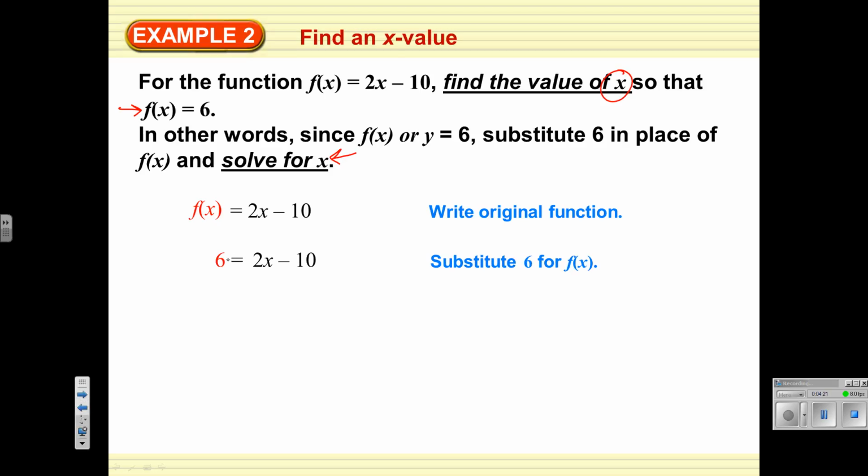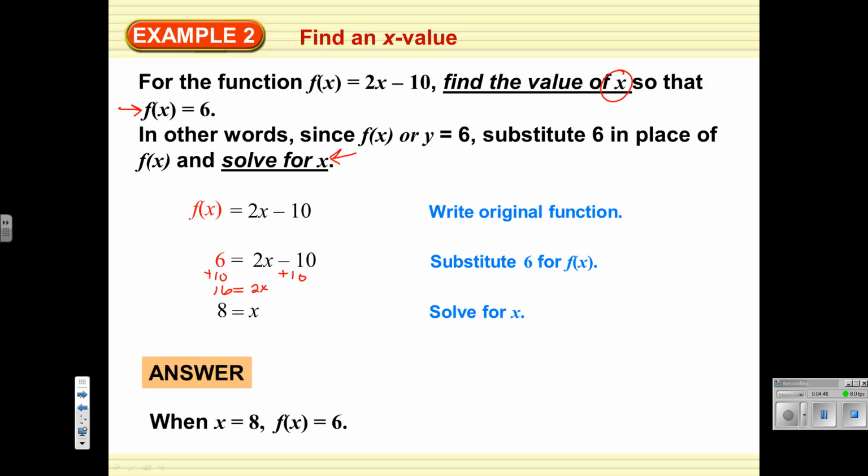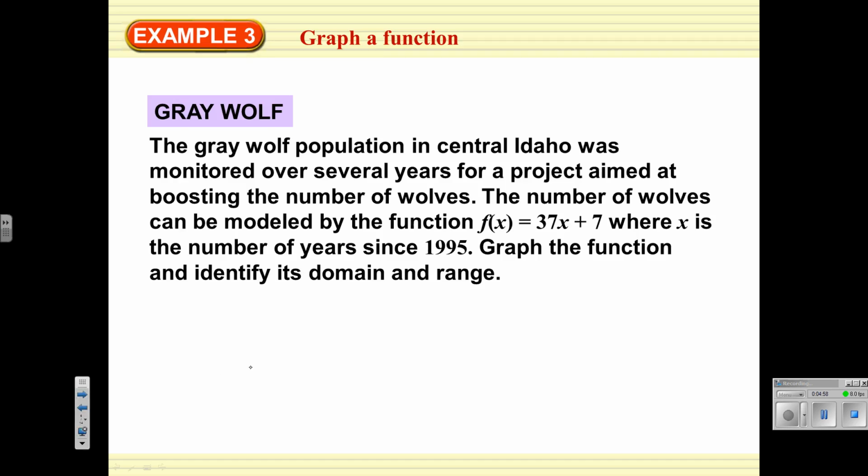So we put our 6 in for f of x, and we get 6 equals 2x minus 10, and then we solve and we get 8. Okay, add 10 to both sides, we get 16, just for those of you that are still kind of iffy. Okay, we get 2x equals 16, and obviously if 2x is 16, 1x has to be 8. Okay, so when x is 8, f of x equals 6, or y equals 6. When x is 8, y is 6. All right, I know it's a lot of words, I'm sorry, but it's pretty simple.